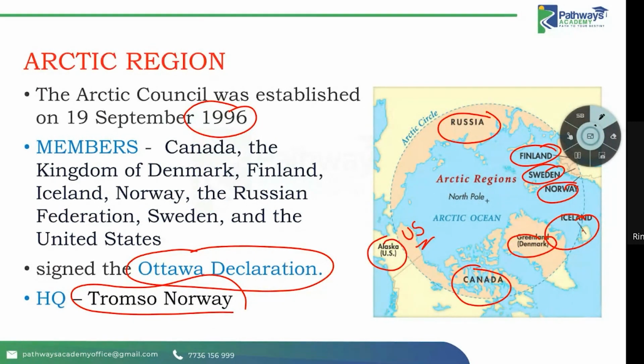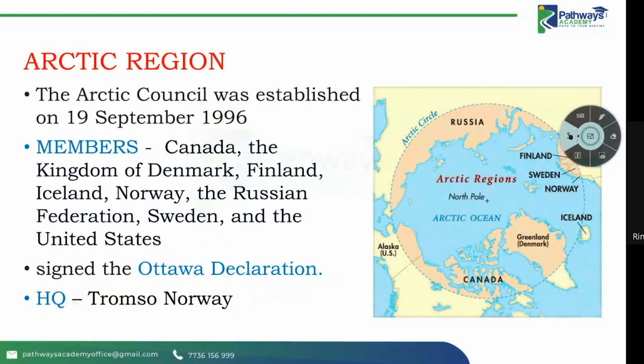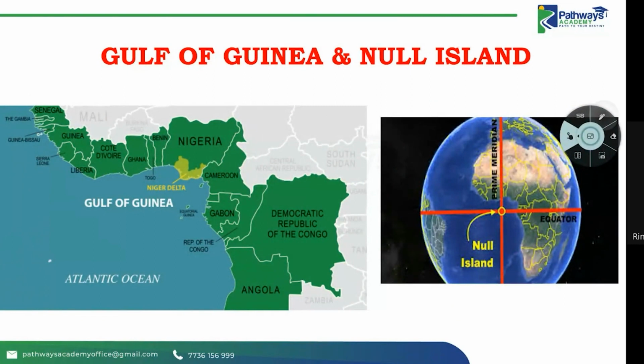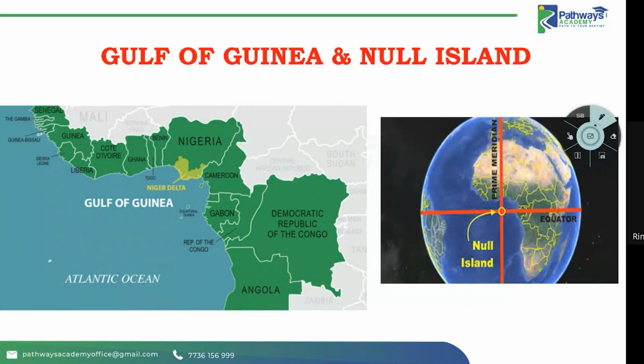So these are the regions that come in the Arctic Council. This is the Arctic region. It is formed by the Ottawa Declaration. There are so many declarations this year, so please note all the declarations.